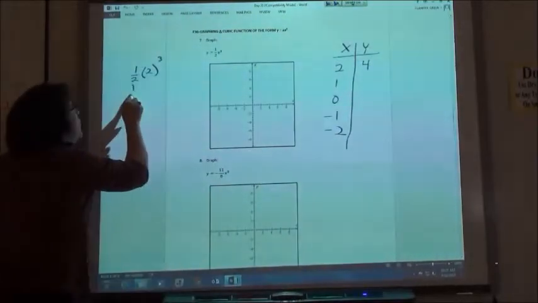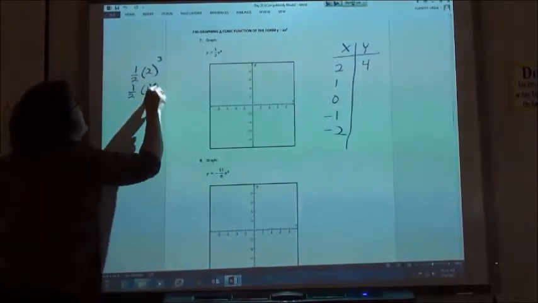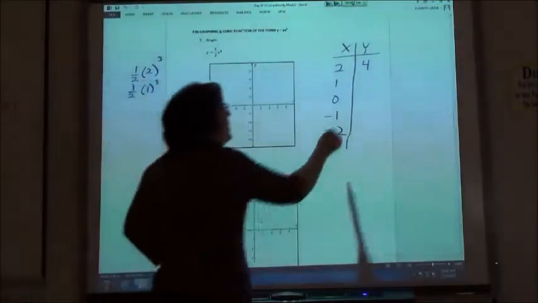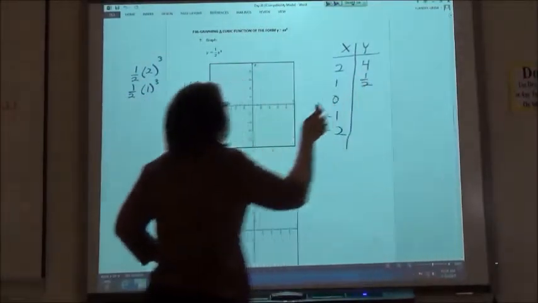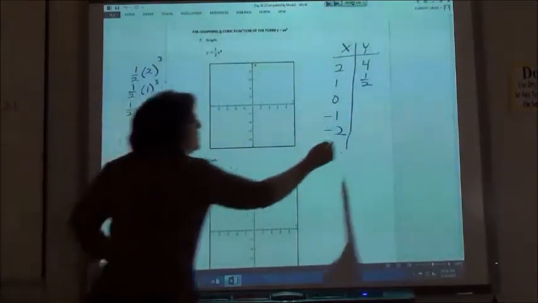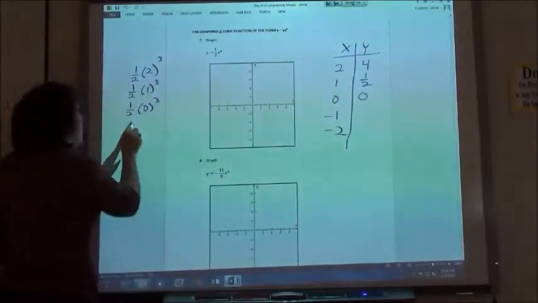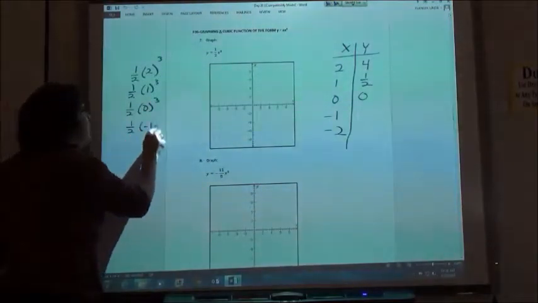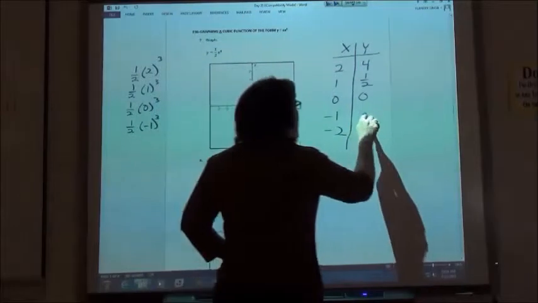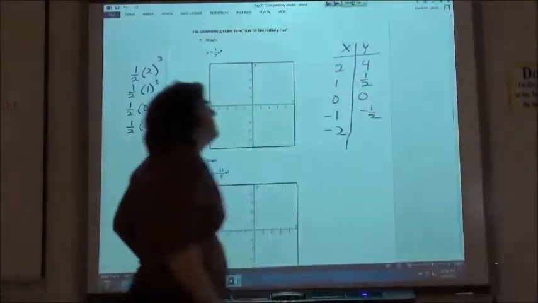So then we're going to do 1/2 times 1 cubed. A half. 1/2 times 0 cubed is 0, because we know anything times 0 is going to be 0. 1/2 times -1 cubed is -1/2, because when we cube a negative, it's still going to be negative.